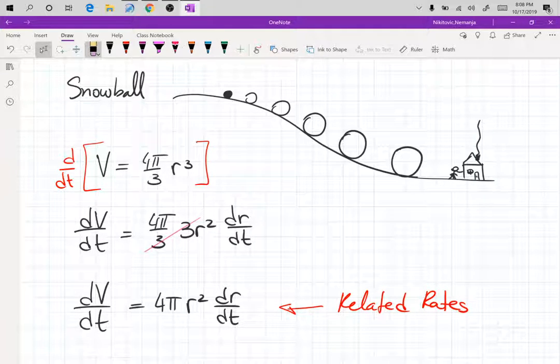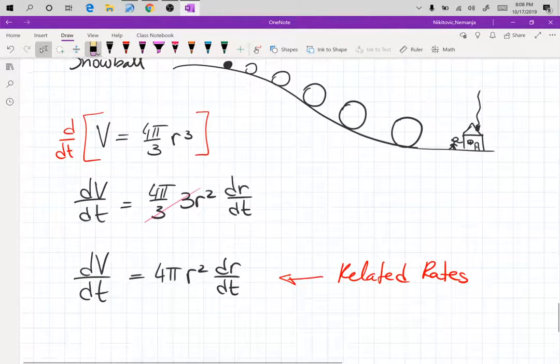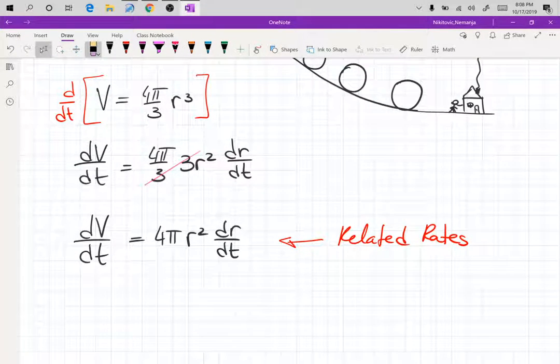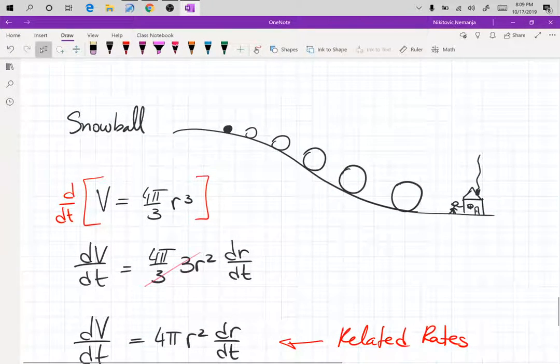Let's give it a rate. What rate? Of how big the snowball gets when it's picking up snow. Okay, so we can do that. Do you want to do metric or imperial? Imperial. Imperial it is. So now, what is the radius at, let's say, right here?